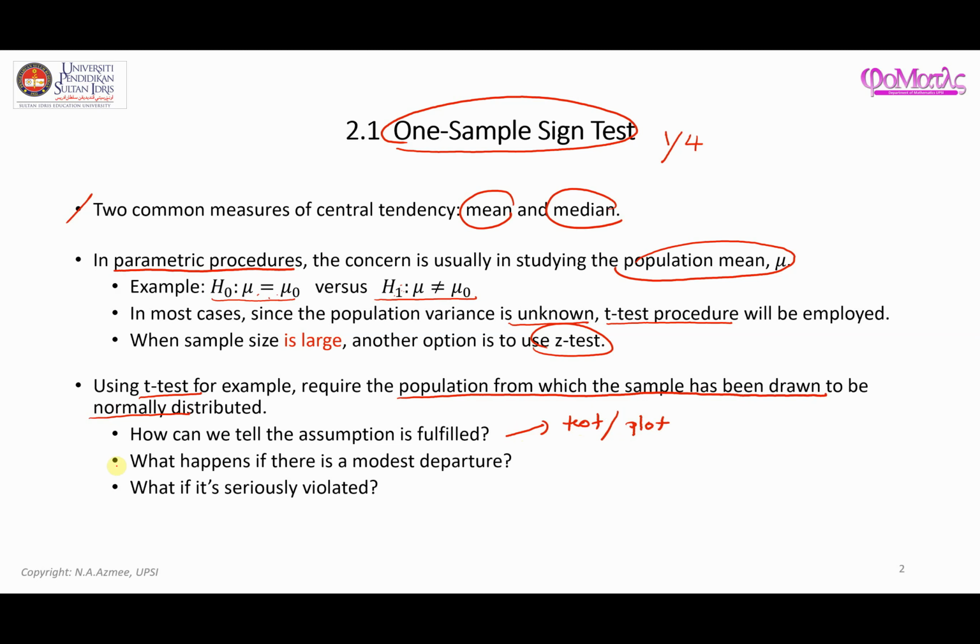Now, what happens if there is a modest departure? Well, for t-test, it is known to be a robust procedure, which means that if there is a slight deviation or a modest departure from the normal assumption, you can still use this procedure. But if it is seriously violated, then you really need to think of an alternative solution, which is you need to start thinking about the non-parametric approach.